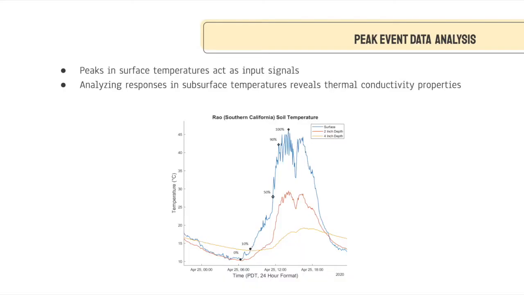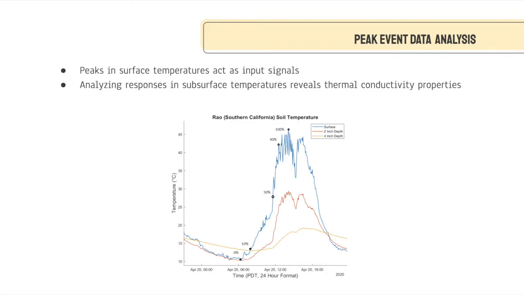One method used to analyze the filtering effects of soil was peak event analysis. The day-night cycle produced peaks in temperature data like the one shown below. Through careful analysis of these peak events, observations could be made about how thermal energy was transmitted through the soil. The surface temperature was interpreted as an input signal, which was then passed through the soil system.